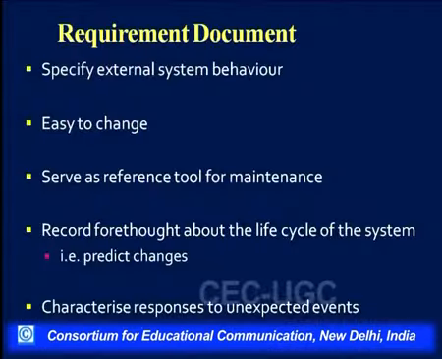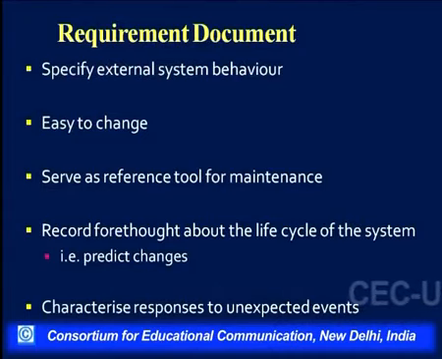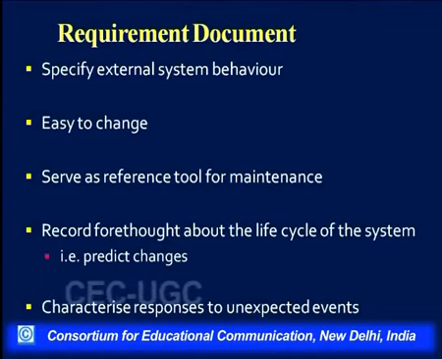This is also a record of thought about the life cycle of the system. That is, it can predict what changes are going to happen, and it also characterizes responses to unexpected events. So how the system is going to respond if any kind of unexpected event takes place. An unexpected event could be a functional change, or it could be a non-functional requirement change. So this is a very important document which will help in many other ways.